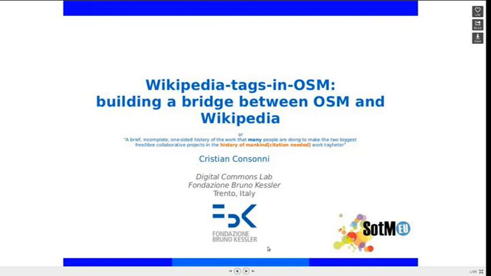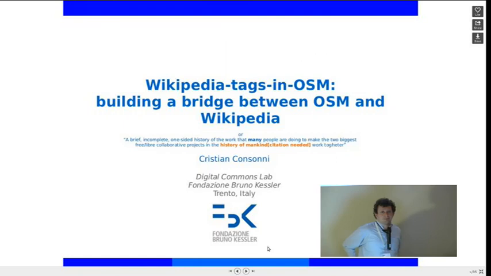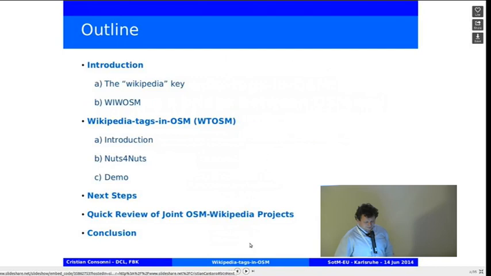Actually, while I was writing this presentation, I decided to put in more information about what's going on between Wikipedia and OpenStreetMap. So another possible title for this presentation, a little bit longer, is: a brief, incomplete, one-sided history of what's been going on between the two biggest collaborative projects in the history of humankind, and how we can make them work together. So I have quite a lot of things to show you.